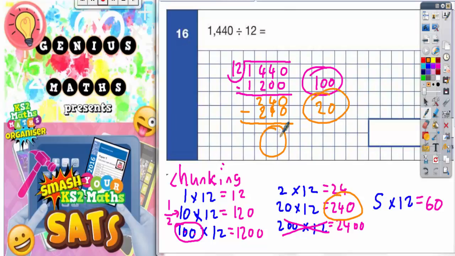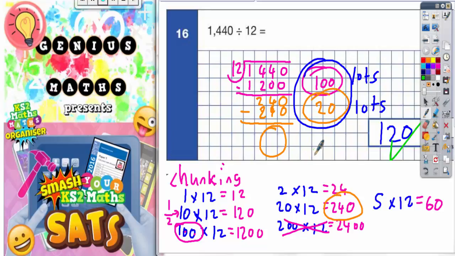And once you're down to 0, you've achieved what you wanted to do, because you're trying to say how many lots of 12 go exactly into 1440. And all we've got to do now is say, well, this was 100 lots and this was 20 lots. So altogether, if we add those together, there is 120 lots of 12 that went into 1440. So your final answer is 120.